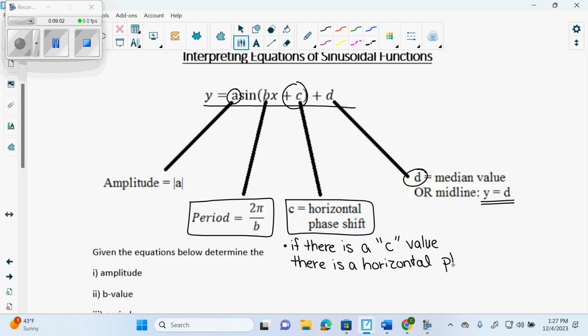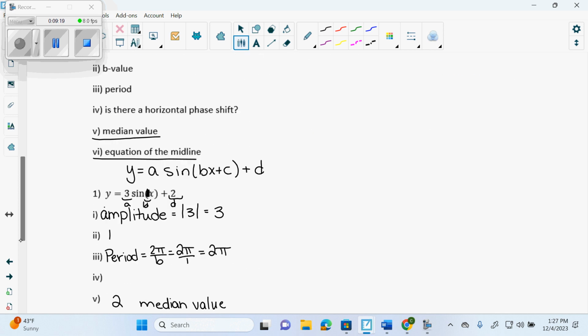And what does that mean? That means it just moves right or left. They won't ask by how much, it just would be, is there one? Okay? So if there is a C value, the graph is moved to the right or to the left. They aren't going to ask by how much. None of that. All right.